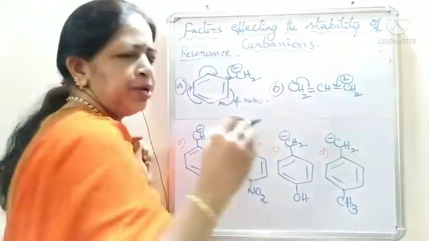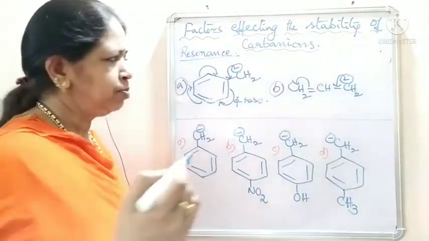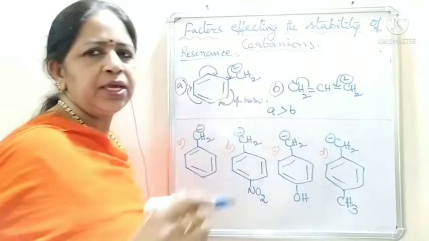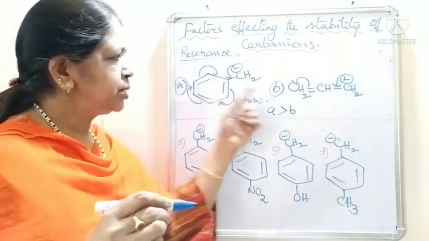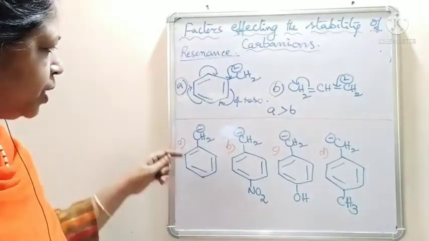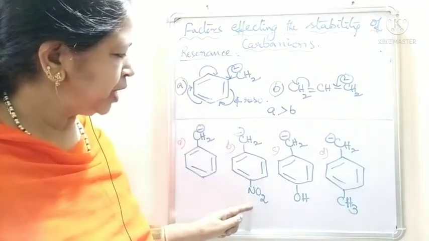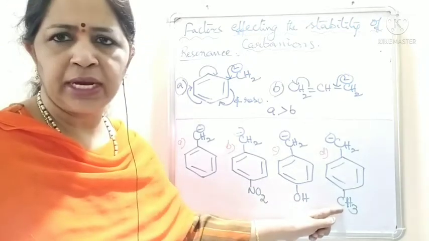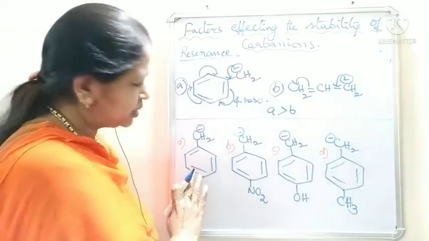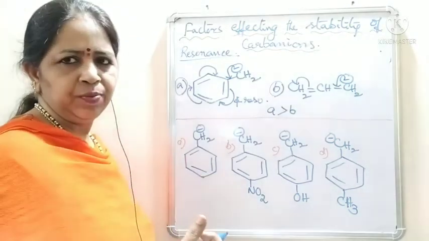So which will be more stable? The one which gives more resonance structures will be more stable. So A is more stable than B in this example. Okay, students. Now coming to the next example, this is benzyl carbanion, and the second one has a nitro group substituted, an OH group substituted, and a CH3 group substituted. Now the first one, we will discuss later. This NO2 group is an electron withdrawing group.